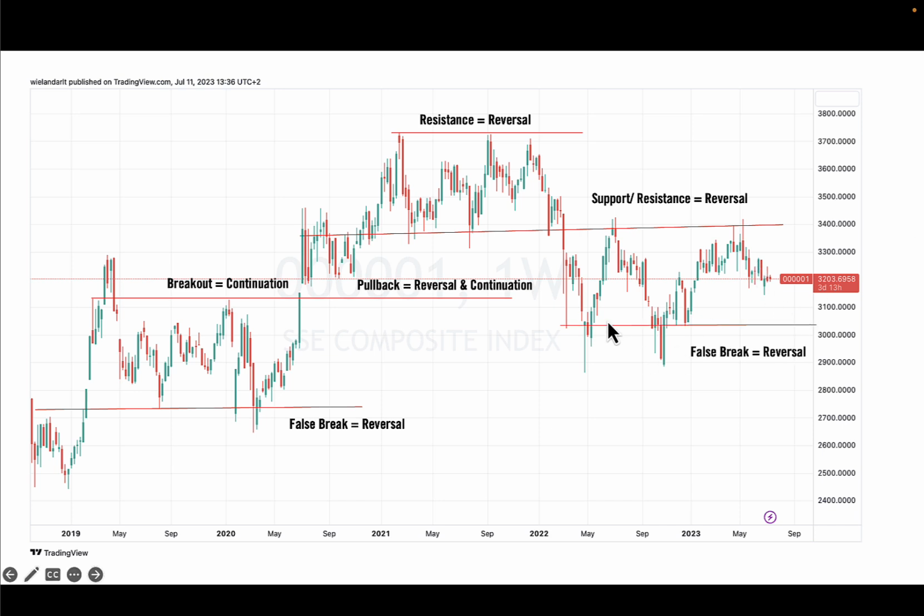And once again, we have the false break right here, so we have low, prices dip through, get bought up again. We have the reversal right here, going to the resistance zone. We have the reversal right here. We have the false break, we have the reversal. We have the resistance zone, we have the reversal again, and so on and so on.